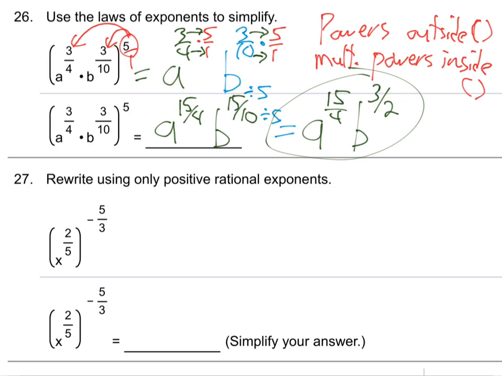Questions on that one? Yeah, Vincent. Why do we have to divide by 5? Oh, we always reduce fractions anytime we can. So anytime there's a number that goes into the top and bottom, we always do that. All right, good.